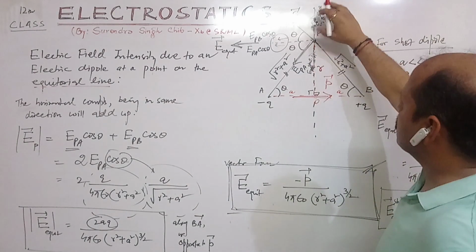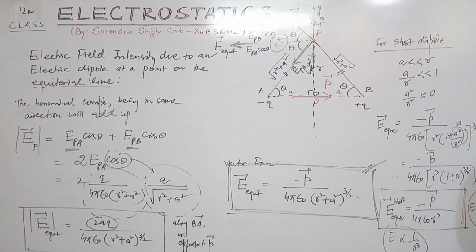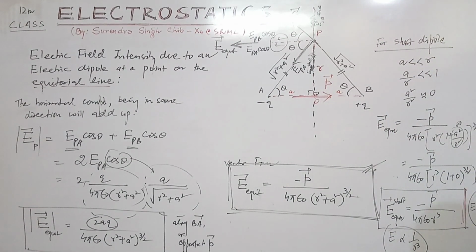If the distance increases, the magnitude of the electric field will decrease very quickly. So this is the formula for the electric field on an equatorial line due to a short dipole. The earlier one is for an ordinary dipole. Remember both.